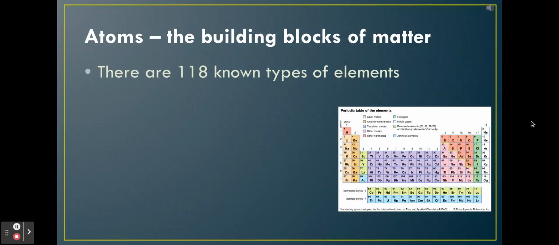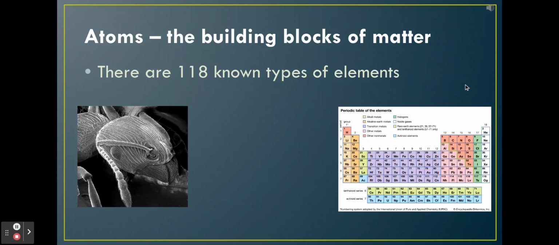In order for us to really start with this, we need to understand what atoms are. So, atoms are the building blocks of matter. Just like we have the alphabet, 26 letters that allow us to form all the words that we say in English, there are 118 known types of elements, and different arrangements of these elements form literally everything in the universe. And so there's just so many different combinations of these 118 elements to create all of these different things that we have around us. Let's take, for example, this ant.